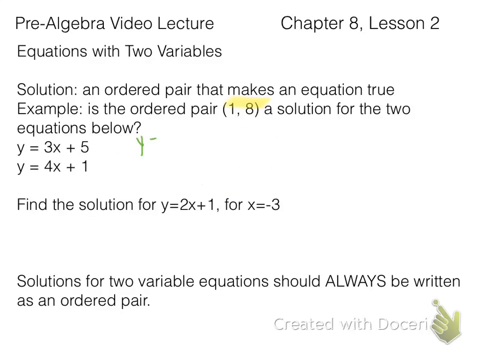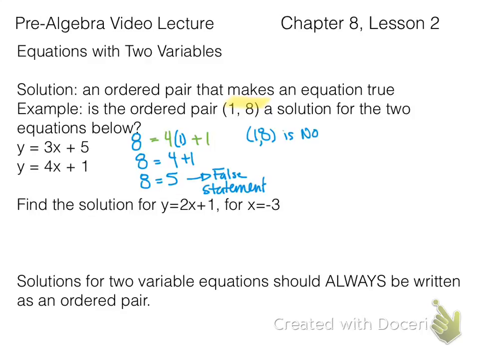Let's try the next one: y equals 4x plus 1. I'm going to replace the y with 8 and the x with 1, and use order of operations. 4 times 1 is 4, and then I add 1, and 8 equals 5. That is a false statement. That's one of the most falsest statements I've ever seen, other than, one is the loneliest number. So the point (1, 8) is not a solution for the equation y equals 4x plus 1.